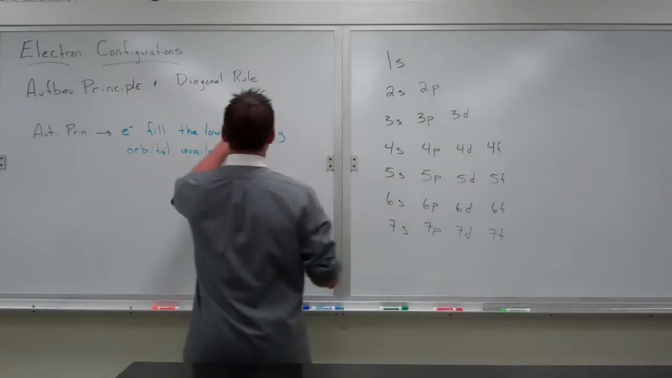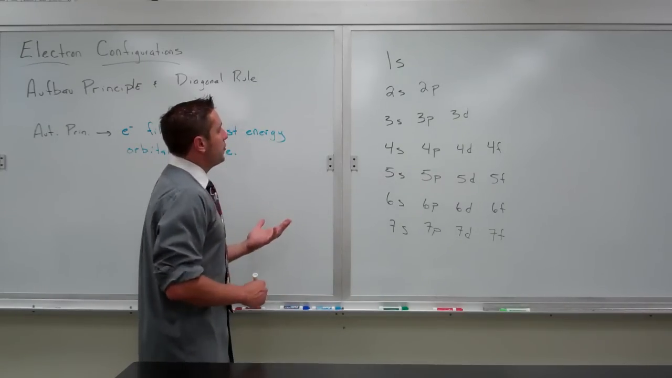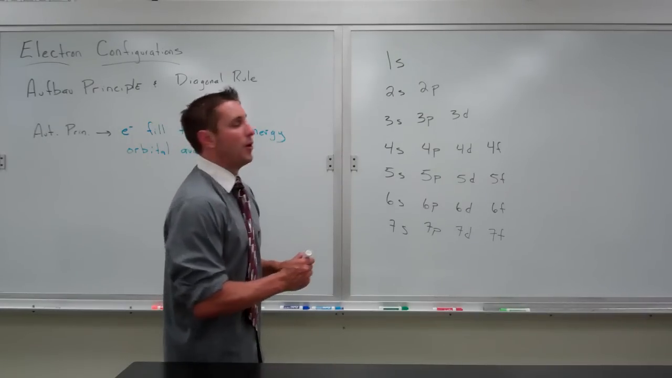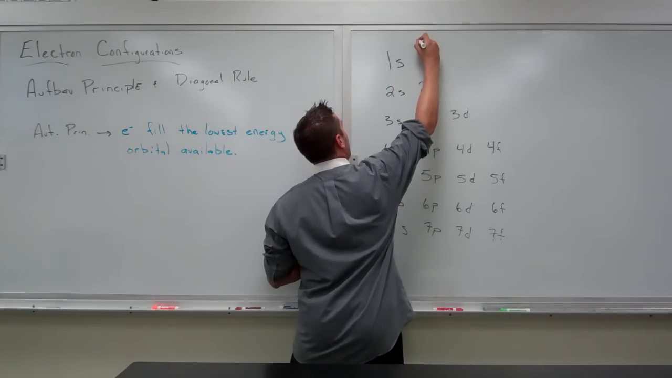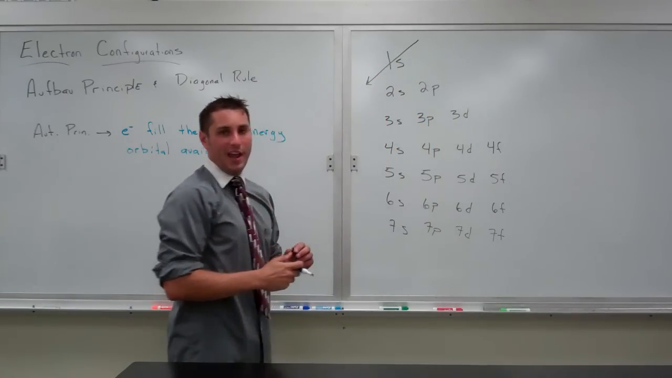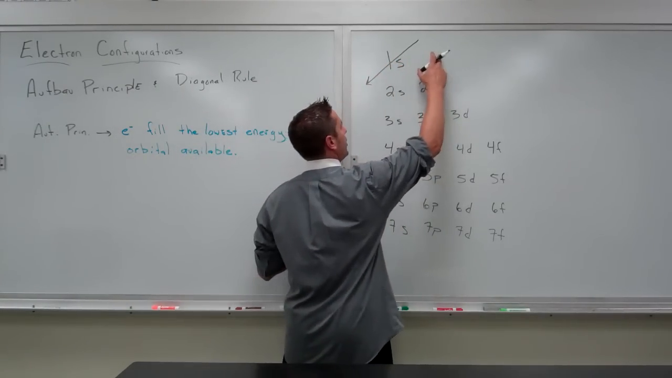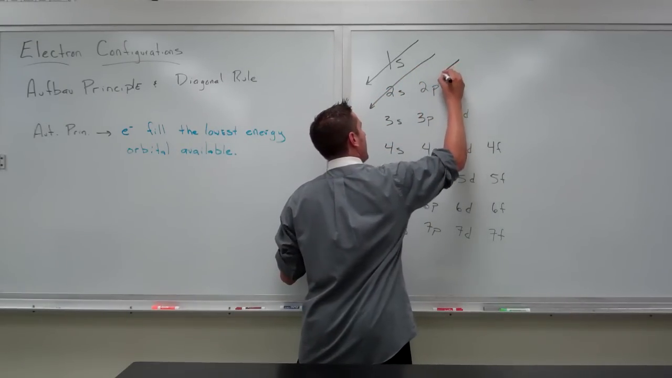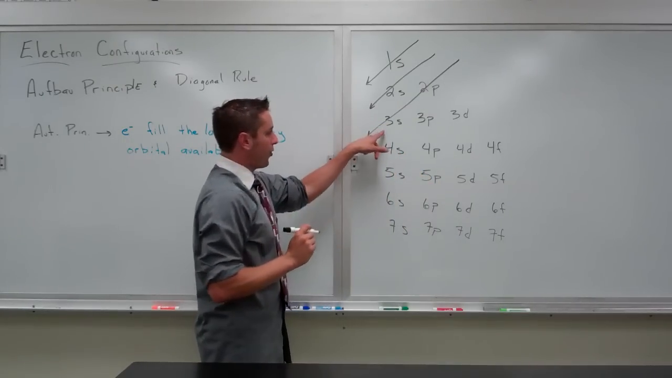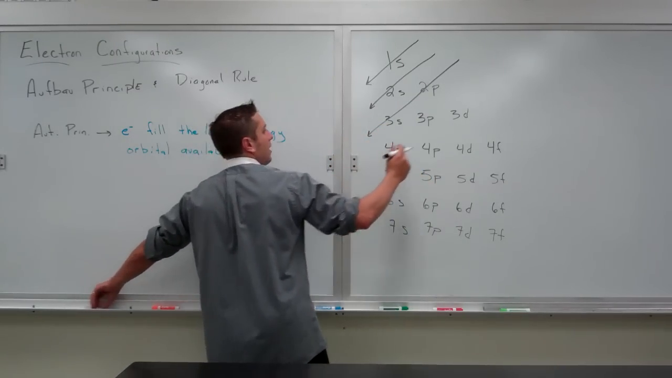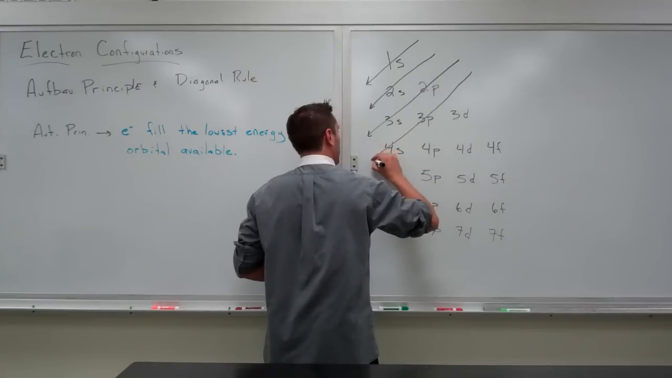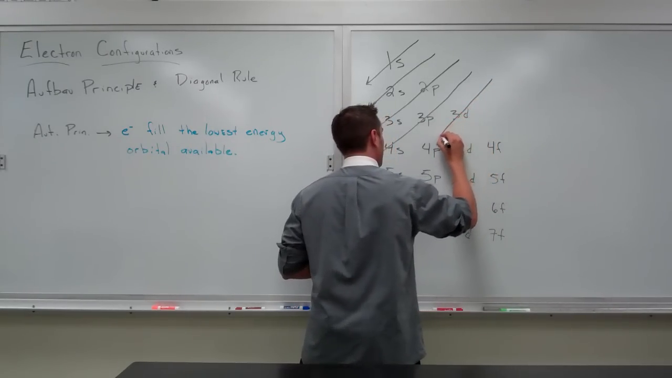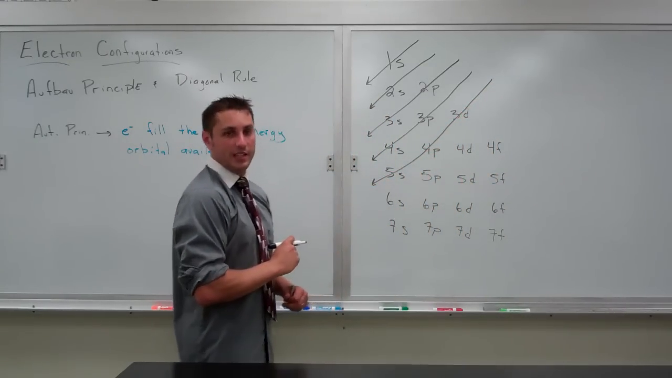The reason they call this the diagonal rule is because if you fill these diagonally, you will get the order that orbitals are supposed to fill in. Always start at the top right. First orbital to fill is a 1s. Once you get to the end of the arrow, go to the top of the next one. Then a 2s fills. Then a 2p followed by the 3s fills. Then the 3p followed by the 4s fills. Then the 3d, 4p, 5s fills.